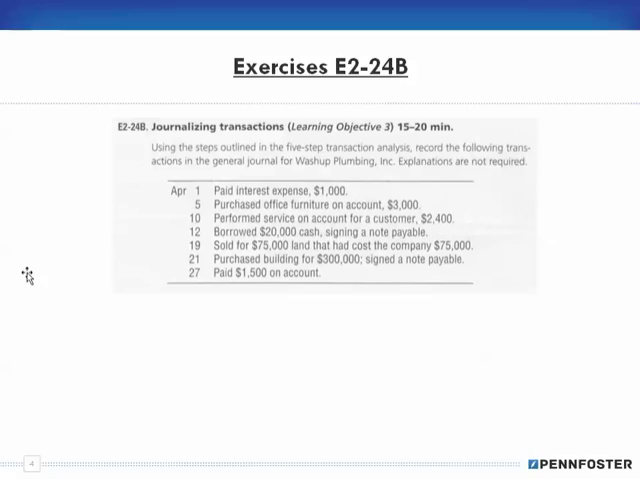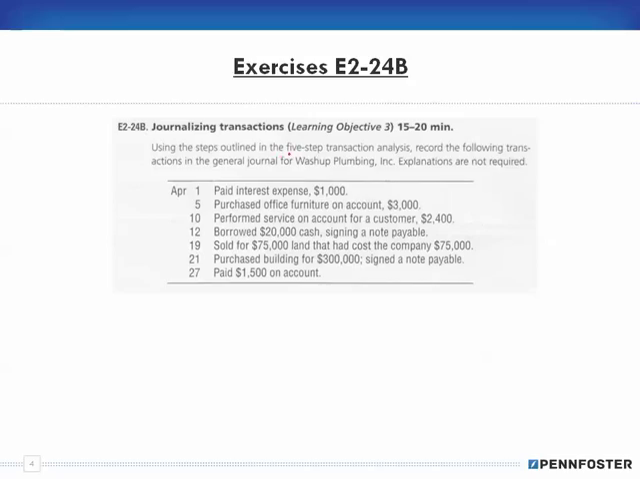So I'm not going to explain that process going forward, because even in the last video I covered a little bit of it when we were doing exercise 2-23B. I'm just going to work through the journal entries and explain what goes on in my mind, but I'm not going to keep covering the process, because for the next problem I'd have to explain it again and again. Now, it says here, using the steps outlined in the 5-step transaction analysis, record the following transactions in the general journal for Washup Plumbing. Explanations are not required.